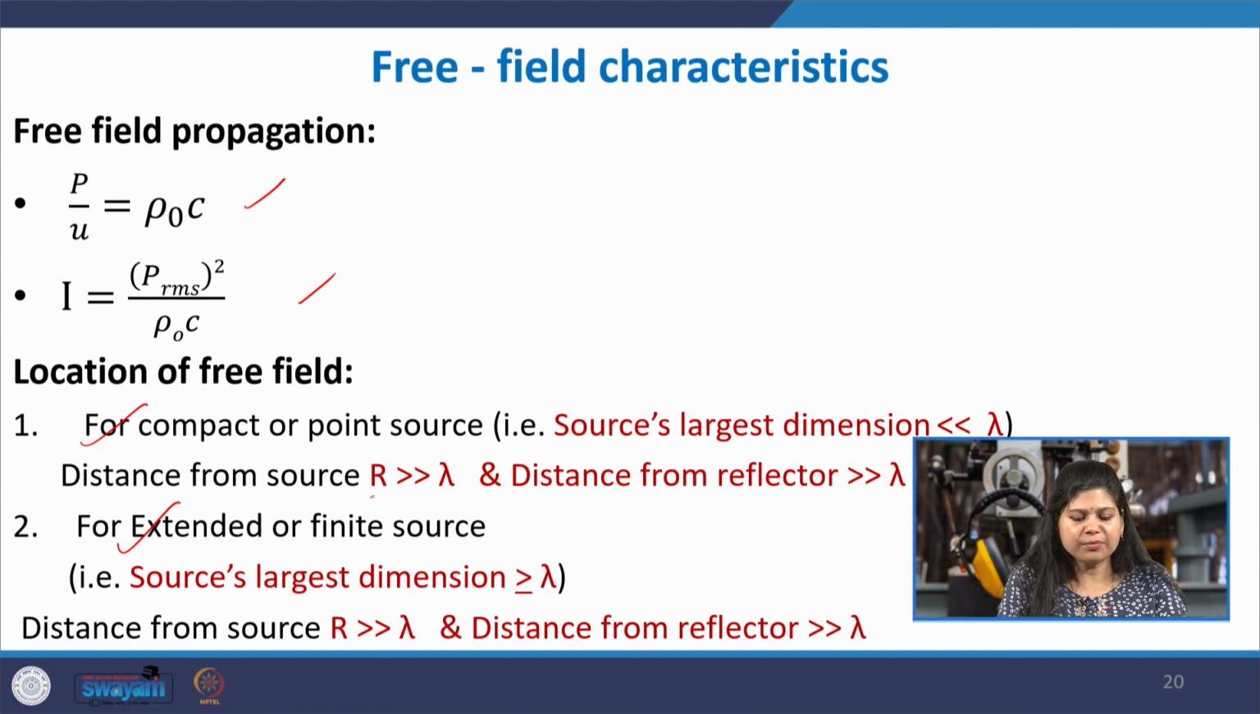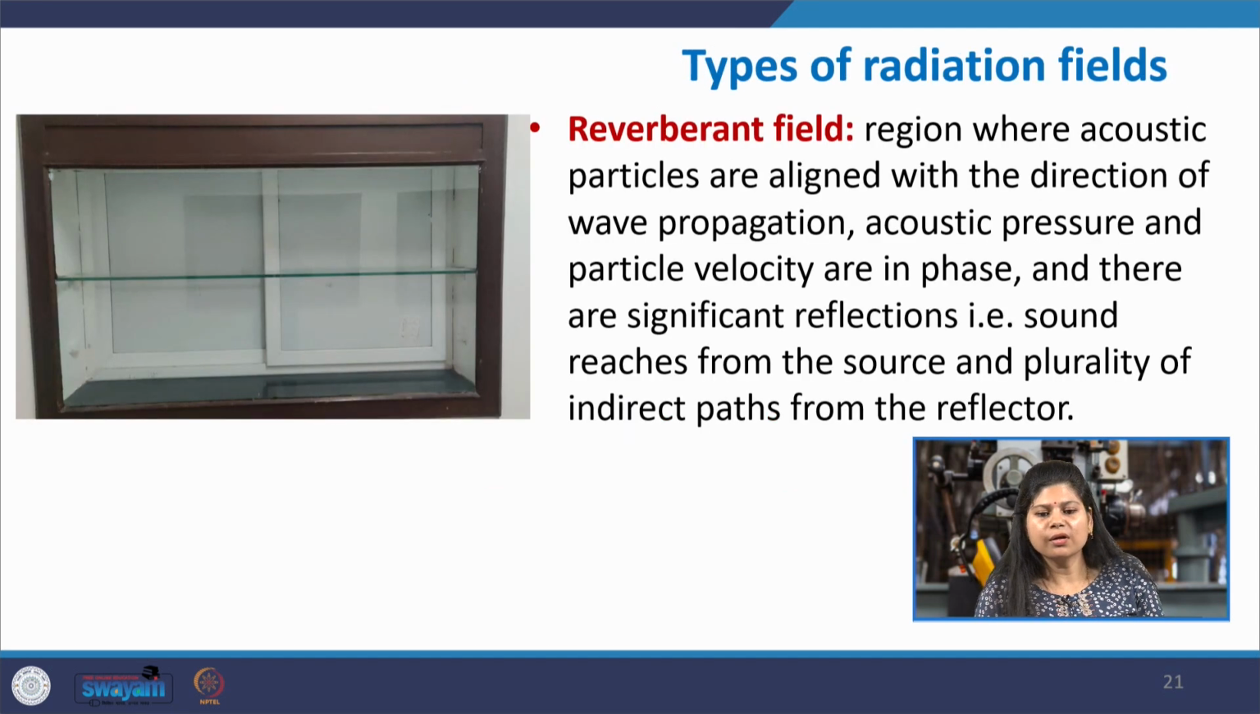The distance from the source should be much greater than the lambda under consideration, and the distance from the reflector also has to be much greater than the lambda. So, any nearest reflector, you can say the distance from the nearest reflector. Okay. So, then the last type of radiation field that we will deal with is the reverberant field.